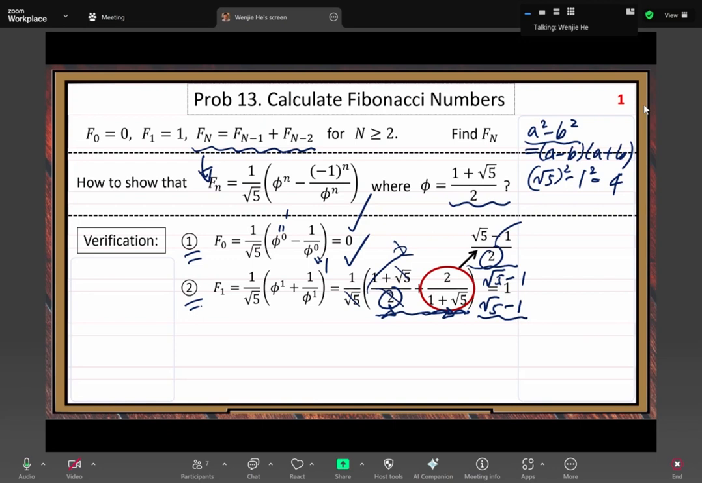Actually, I want to do 2 more steps. My purpose is I want to show you some algebraic techniques, also related to problem solving, but regarding this question here, mainly I want to show you some special algebraic techniques to do the verification. So let's do one more.